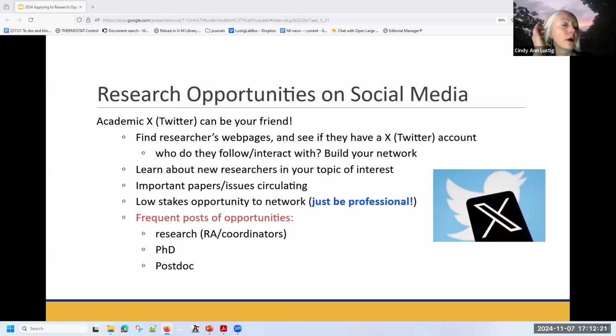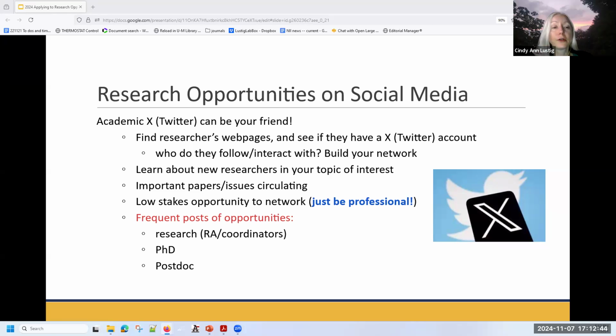Especially if you are looking for a postbac or a summer research opportunity, academic Twitter can be your friend. Look for researchers who you find interesting, see if they have a Twitter page or now a Blue Sky page, and who do they follow or interact with? Oftentimes people will advertise their opportunities there.